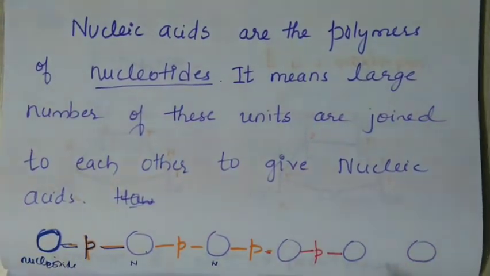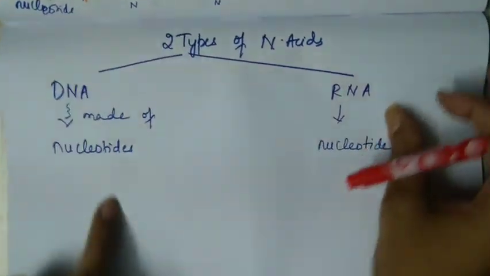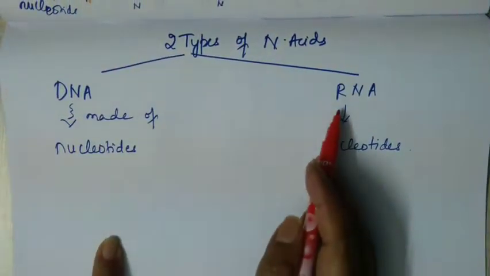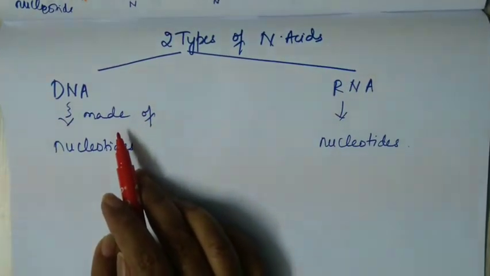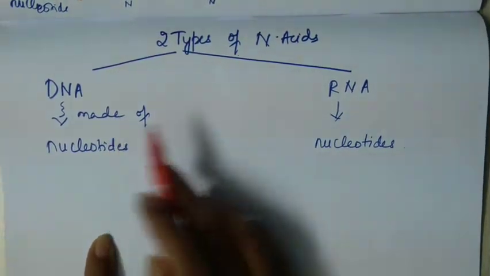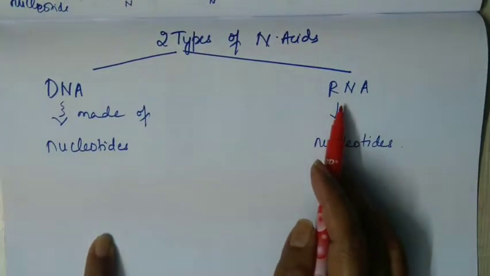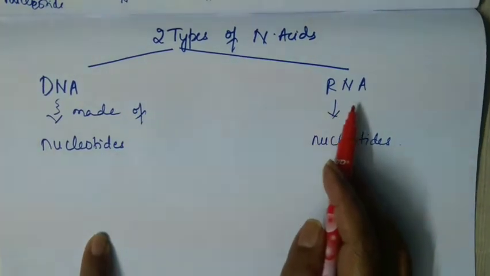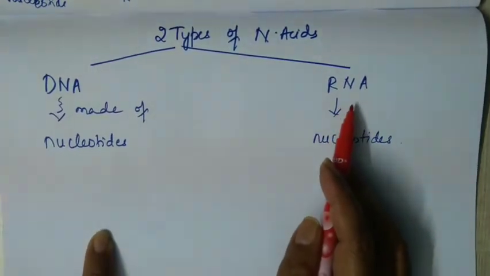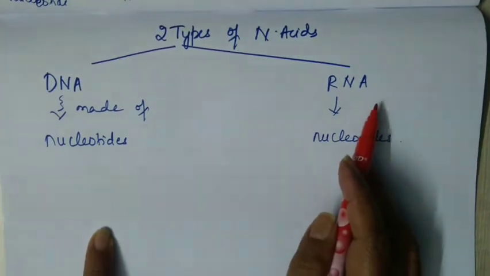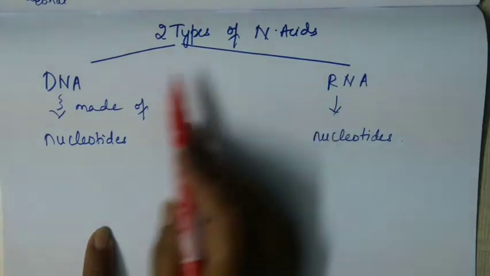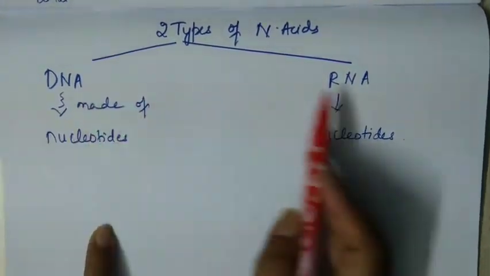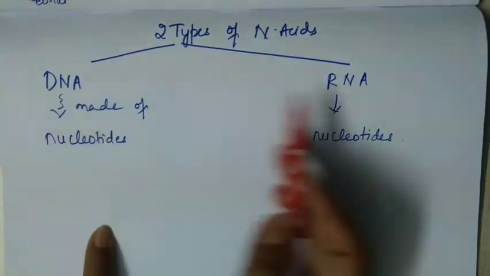So there are two types of nucleic acids. Which are they? DNA and RNA. DNA acts as genetic material and also plays an important role in protein synthesis. RNA acts as genetic material in lower organisms like viruses, and it also plays an important role in protein synthesis. So how many types of nucleic acids are there? Two types, DNA and RNA. Later on we shall expand them and check.